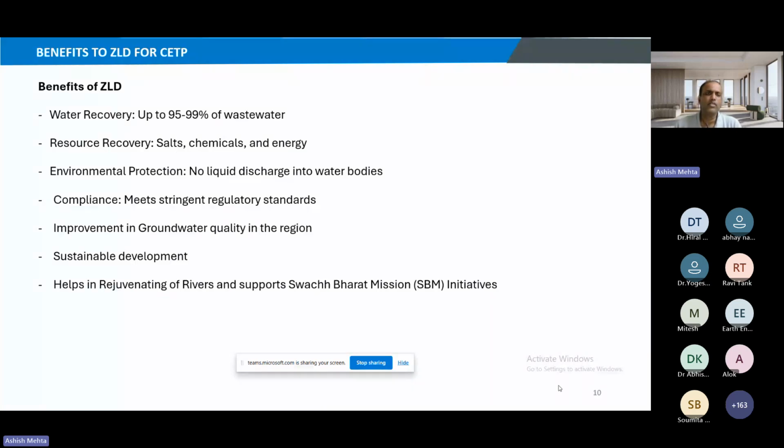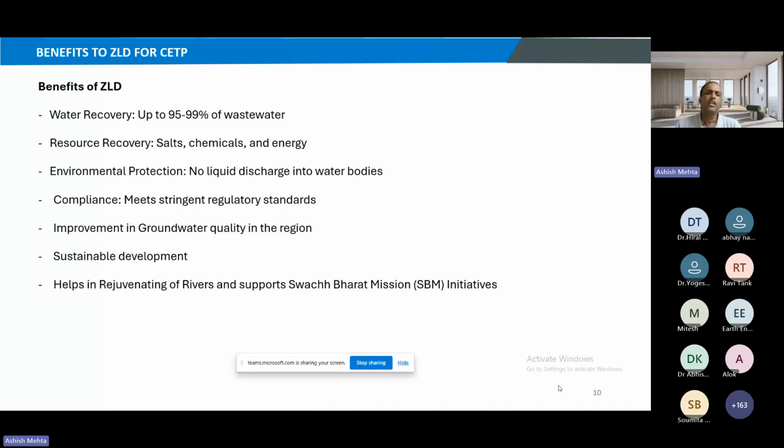Now, what are the benefits of ZLD system? The first benefit is that we can recover maximum water, that is more than 95%. There is a resource recovery. We can recover salt, chemicals, and energy. In the tannery sector and in textiles, there is recovery of basically brine solution. There is recovery of Glauber's salt. There is basically recovery of dyes and pigments also at a smaller scale. So these are the possible options when we go for ZLD system.